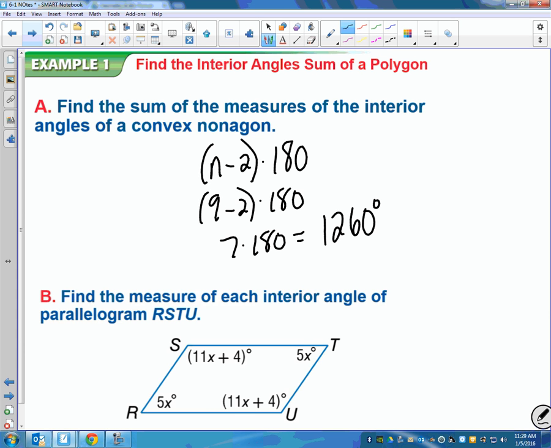What about part B here? What if they gave you this lovely parallelogram and said, find the measure of each interior angle, and they give you all this? Well, luckily, it's a four-sided figure. Do we know what the angles of a four-sided figure add up to? 360, so what can we do, Audrey?